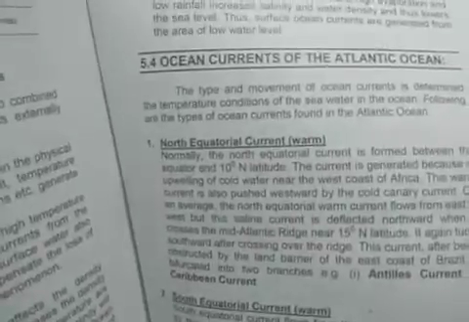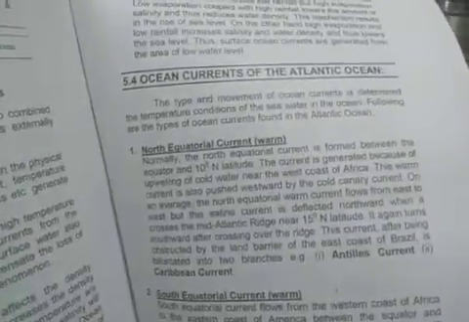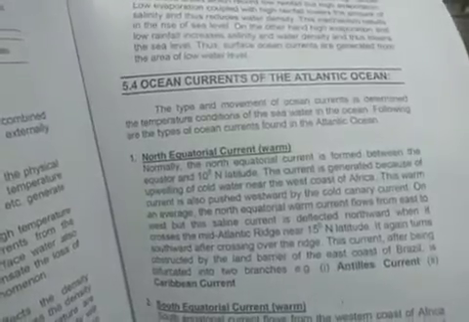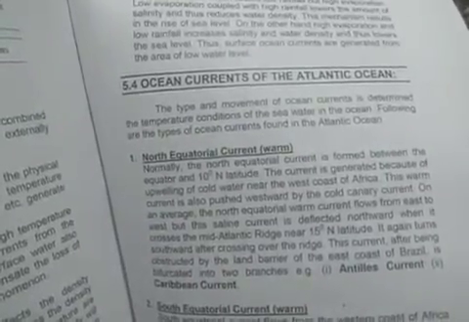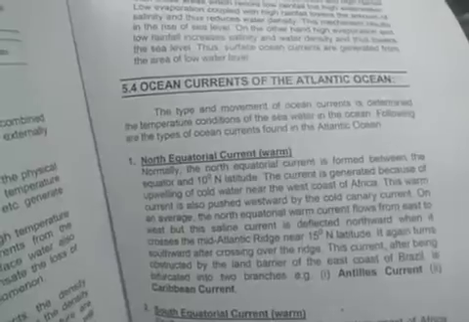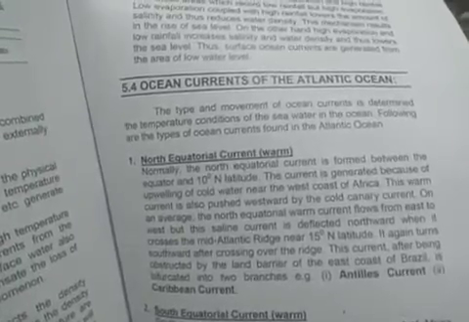5.4 Ocean currents of the Atlantic Ocean. The type and movement of the ocean currents is determined by the temperature conditions of the sea water in the ocean. Following are the types of ocean currents found in the Atlantic Ocean. 1. North Equatorial Current.